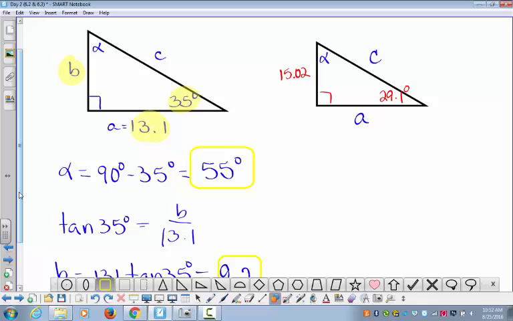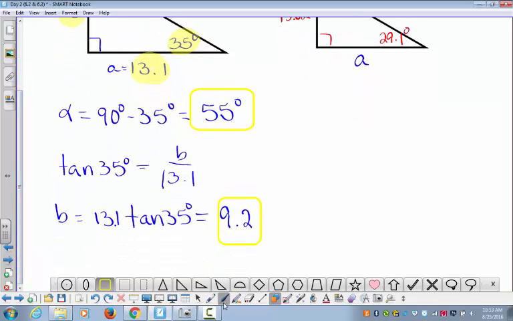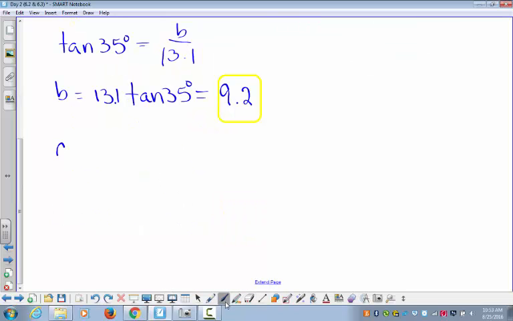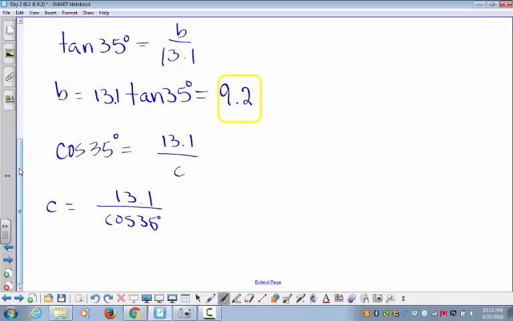And let's think about these three. So we ask ourselves, what's the trig function that's going to take into account these three pieces of data? From the 35-degree angle, we're thinking adjacent over hypotenuse. So that is cosine. So cosine of 35 is going to be 13.1 divided by C. So now we have to solve for C. So we multiply both sides by C, divide both sides by cosine of 35 degrees. Type that into our calculator, round it to the nearest tenth, and what do we get?